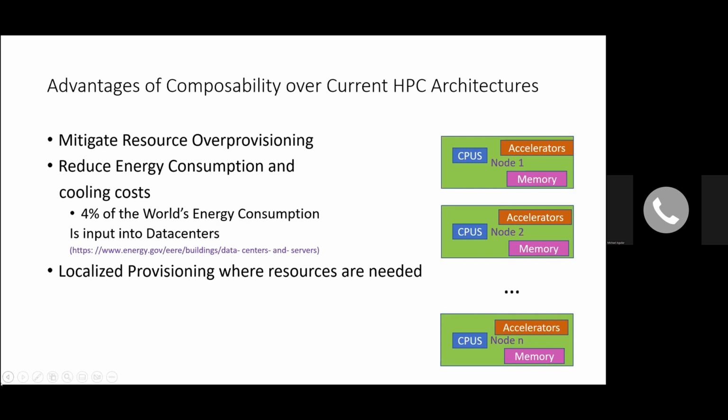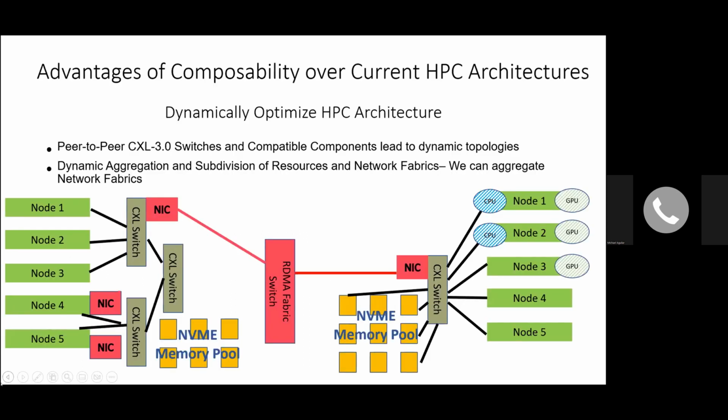We want to mitigate resource over-provisioning. Therefore, we can reduce energy consumption and cooling costs, and then we can add resources where we need to, as we need to. So for instance, we have nodes that might need more memory, or computations that might need extra accelerators, or more CPUs even. So let's go on to the next slide, number 7.